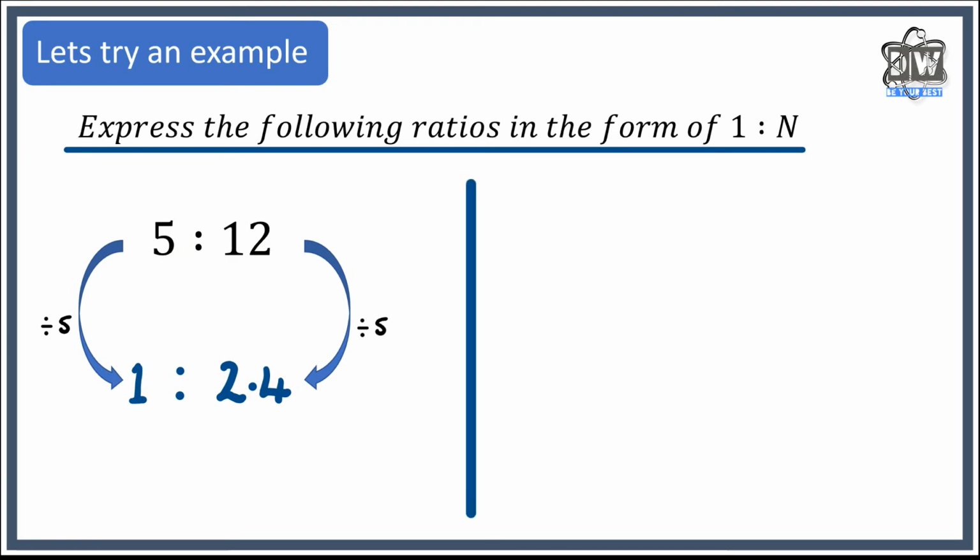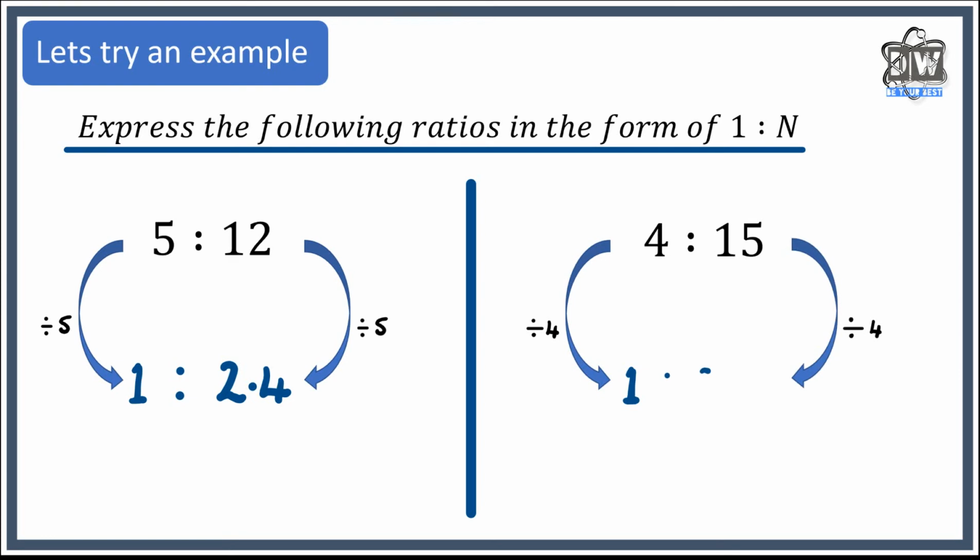Let's give another one a go, and then I'm sure the rest of you will be away. I want to get 4 to 1, so therefore I'm going to divide it by 4. I do the same to the other side, so 15 divided by 4 will give us 3.75. So the answer is 1 to 3.75.